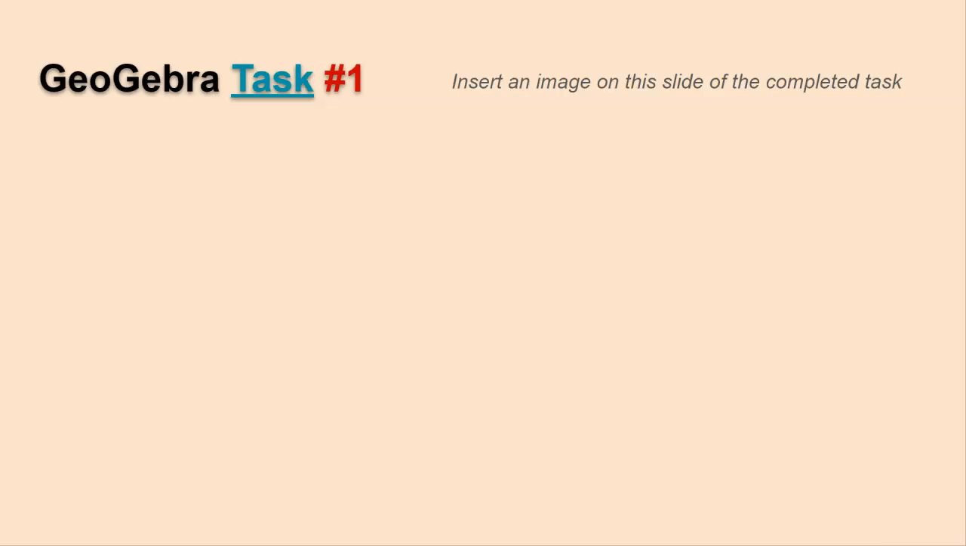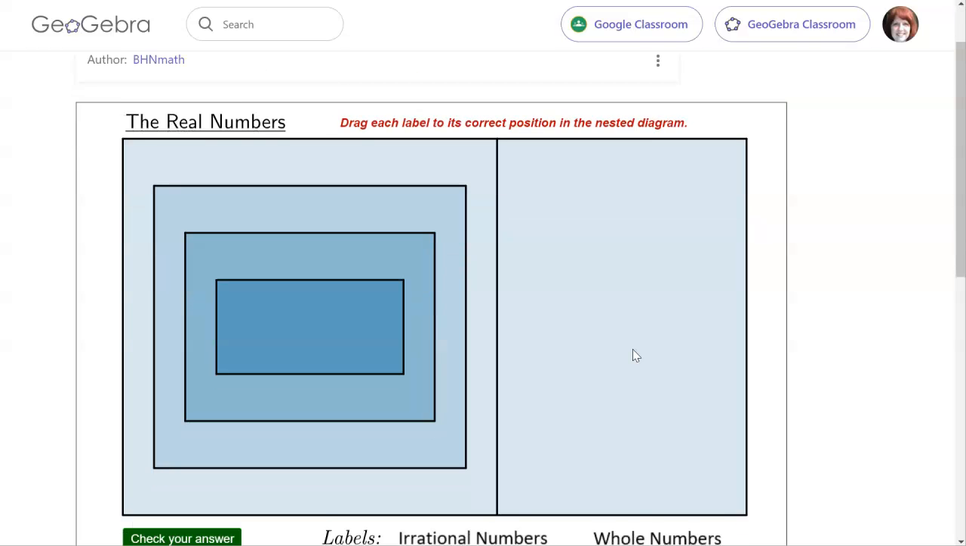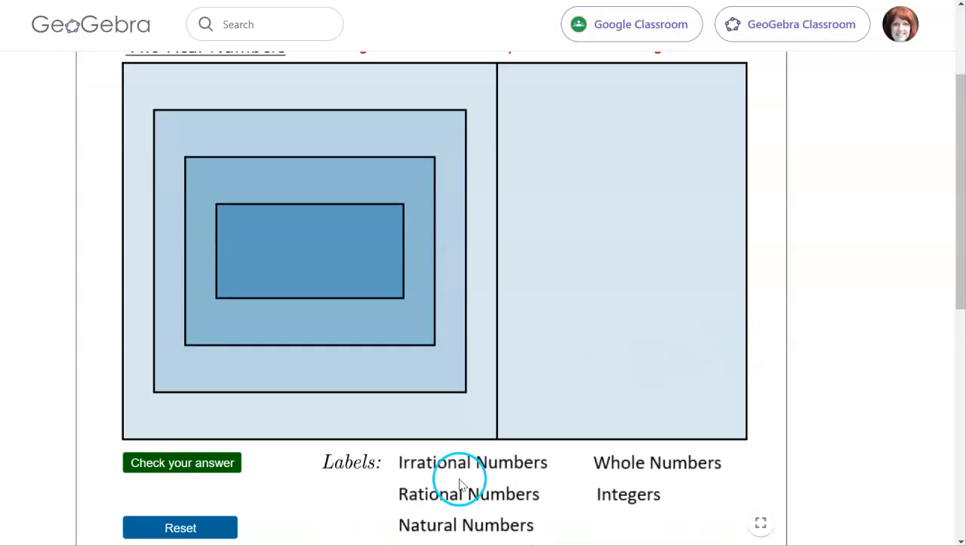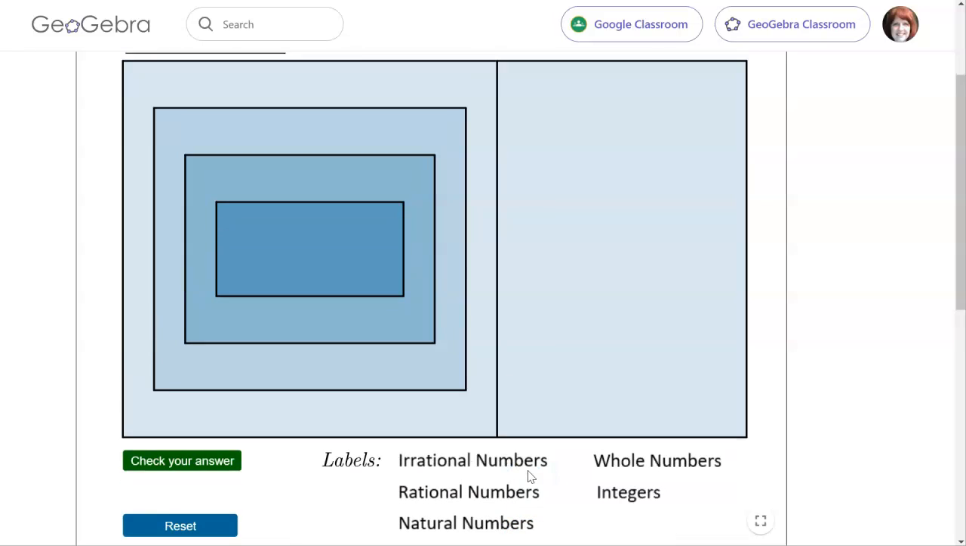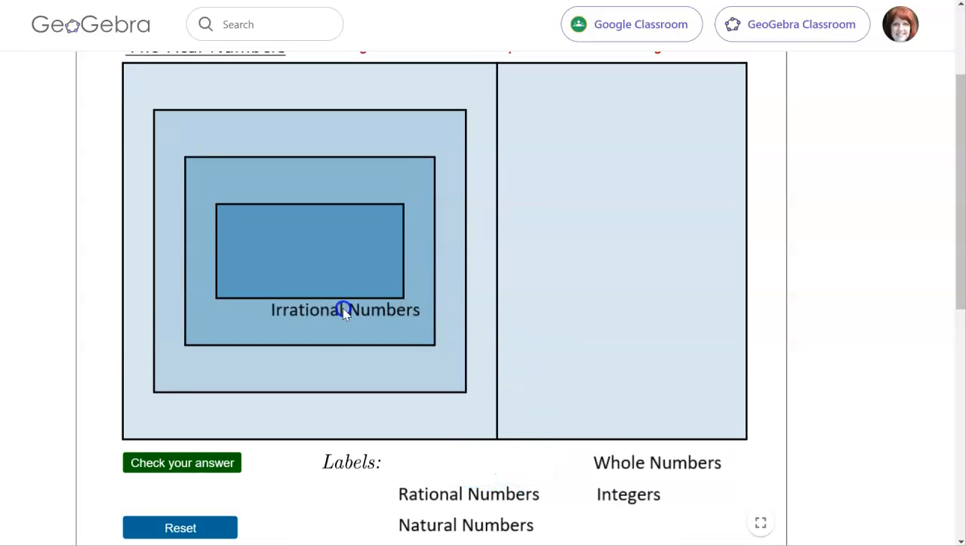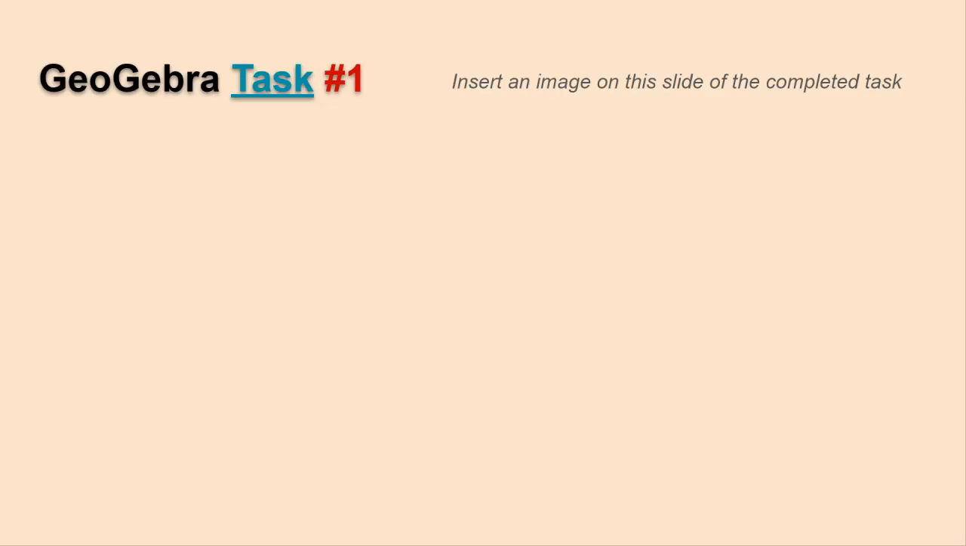So in our slides, we'll go to a GeoGebra task by clicking this link. In this activity, we're going to see if students can remember how to place their real numbers into a Venn diagram. They will grab the labels that are here and pull them up into this set, and they'll only fit in certain places, so I don't want to do it for them. Once they have placed all of the different types of numbers into the Venn diagram correctly and checked it and it is correct, they will take a screenshot and place it on this slide. And then they'll move on to the second task.